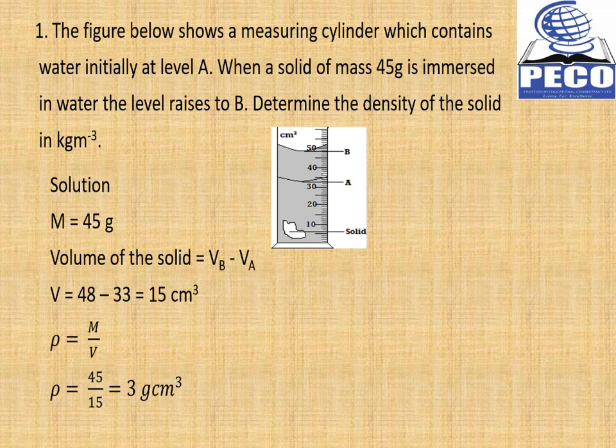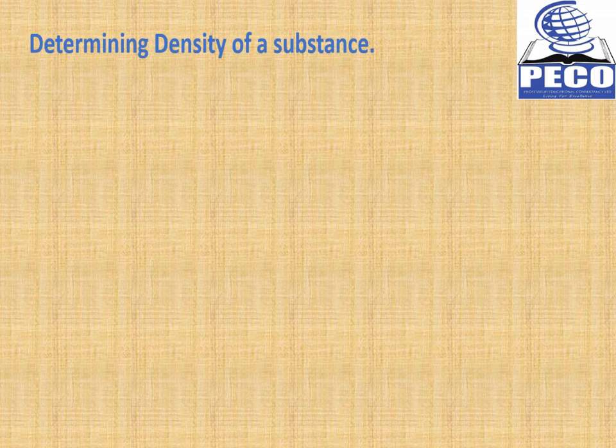15 centimeters cubed. So when you substitute in our formula, mass over volume, 45 over 15, we get 3 grams per cubic centimeter. But again, we multiply by 1000 so that it is in kilograms per cubic meter, and we get 3000 kilograms per cubic meter. Good.